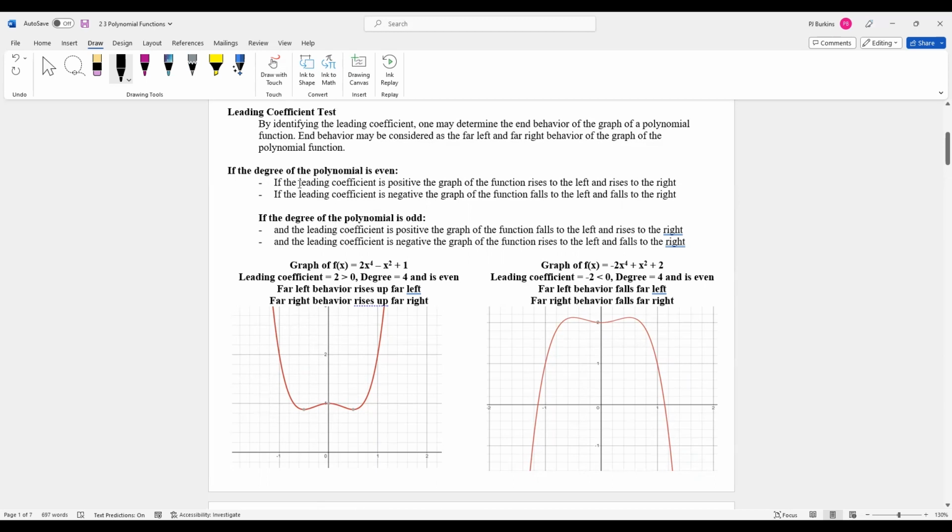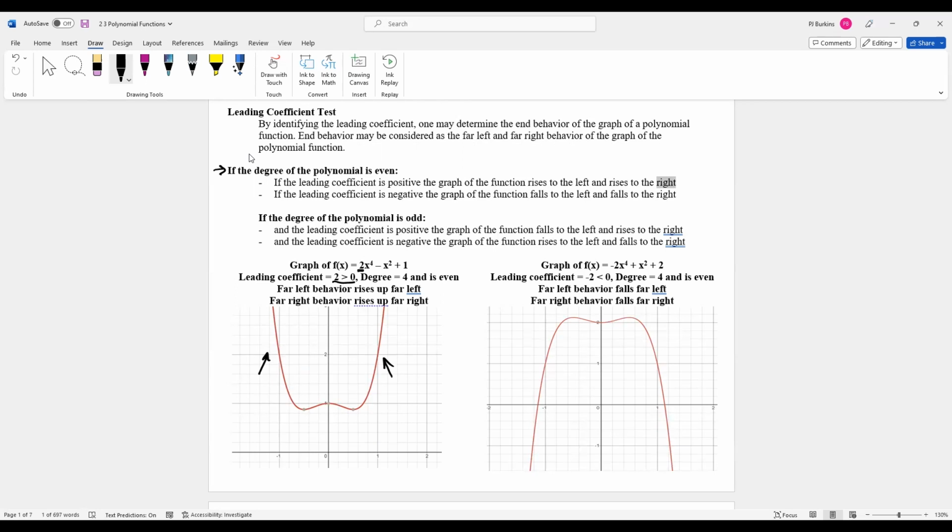If it's even and that leading coefficient, remember a sub n, is positive, the graph of the function rises to the left and rises to the right. That can be seen here in the first image. All right, this one has an even power as its degree. It's to the 4th power. The leading coefficient is positive, right? 2 is greater than 0. That's positive. So that puts us in this situation. And therefore, you see that to the far left and to the far right, this function is rising.